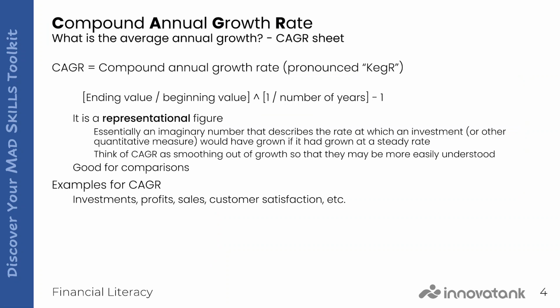One key, and I talked about this in the past video, is the compound annual growth rate, CAGR. It is really a representational figure. It's an imaginary number that describes the average rate at which an investment or other type of quantitative measure is growing, and it's growing at a steady rate according to CAGR. This will be different from actual growth, and what it does is smooth out the growth that you see, so it becomes a little bit easier to understand. But again, it's important to look at both the CAGR and what that actual growth looks like without the smoothing in order to get a better picture of what's going on. With CAGR, you can do it on a variety of different things like investments, profits, sales, customer satisfaction, etc.